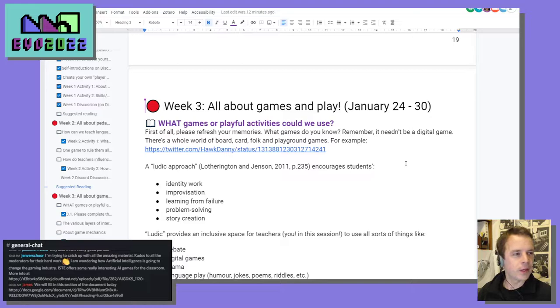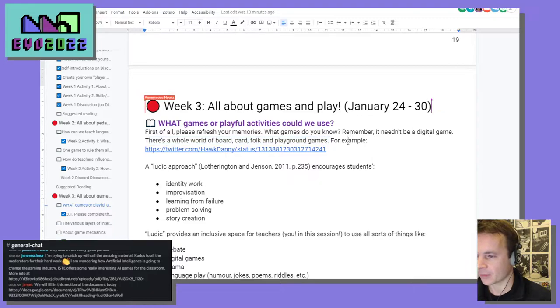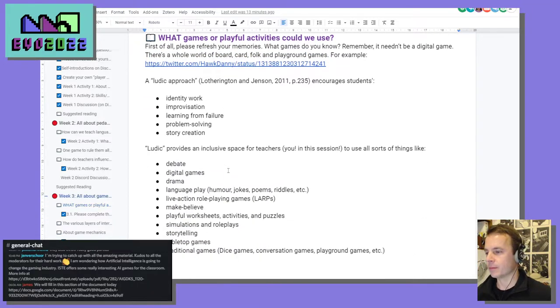Good to hear. So we're looking at this week number three, all about games and play. And it says, what games or playful activities could we use in our teaching? So, first of all, please refresh your memories. What games do you know? Remember, it needn't be a digital game. There are a whole world of board, card, folk, and playground games. And I wanted to show this tweet thread.